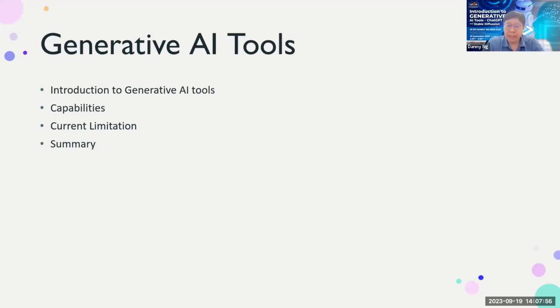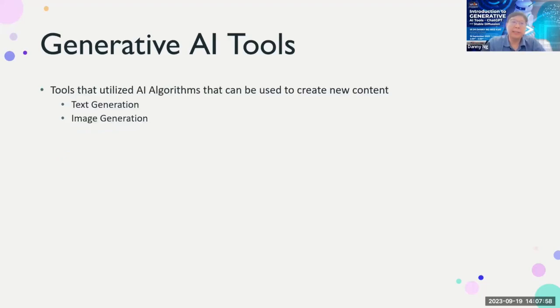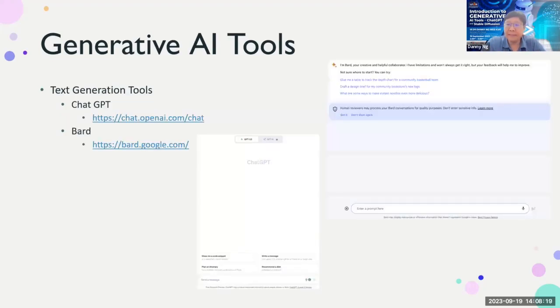If we look into the tools, the two types that I'm going to cover today are text generation tools and image generation tools. The first is text generation tools. ChatGPT is one of the famous ones that I think everyone knows.